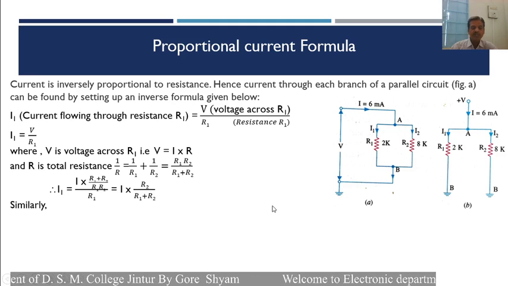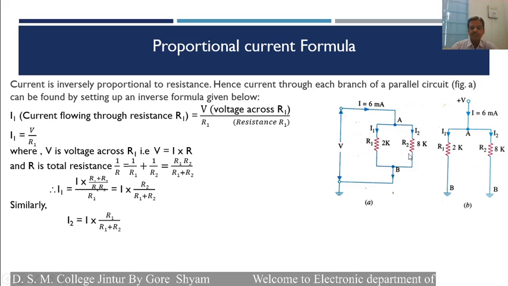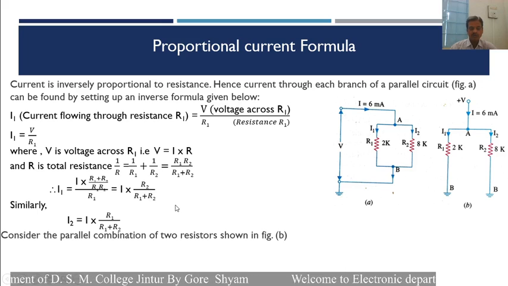Similarly, the current flowing through the second branch is I2. I2 is equal to I, the total current, into the opposite resistance R1 divided by the total resistance R1 plus R2. So I2 is equal to I into R1 divided by R1 plus R2, and this is the proportional current formula. Similarly, I1 is equal to I into R2 divided by R1 plus R2. So this is the proportional current formula.